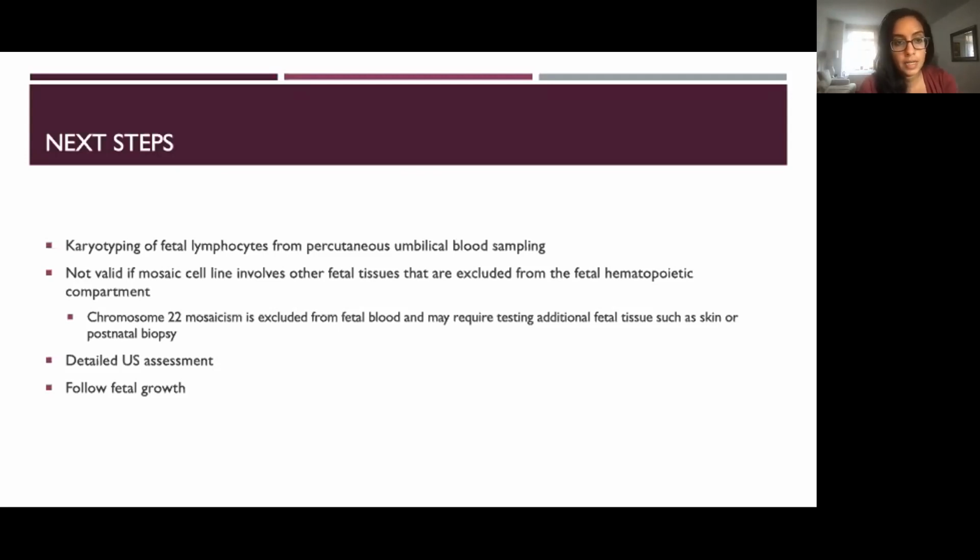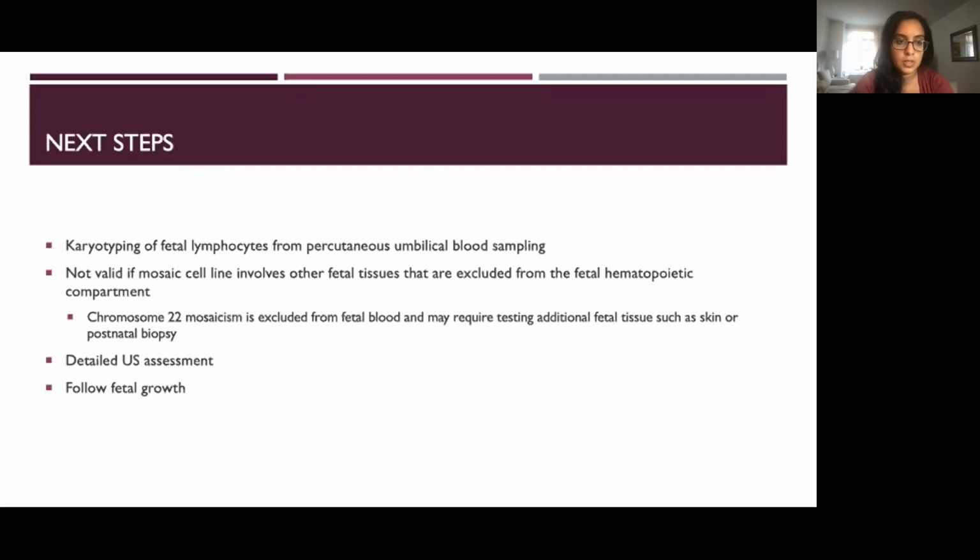But it's not valid if the mosaic cell line involves other fetal tissues that are not found in the fetal hematopoietic compartment. An example of this is chromosome 22. Mosaicism is excluded from the fetal blood, and that may require additional fetal tissue such as skin or postnatal biopsy.